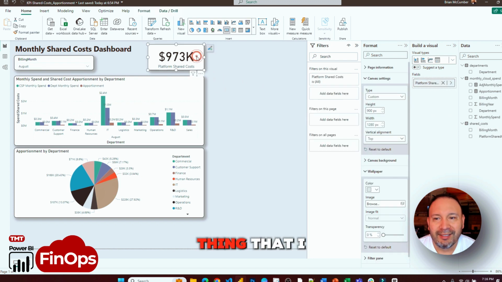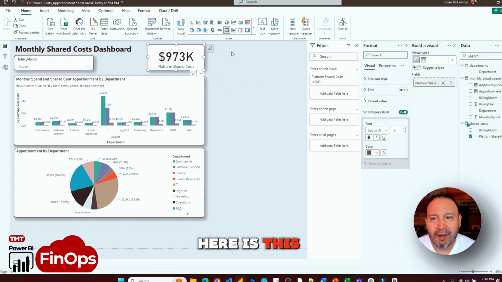Now, the other thing that I put together here is this card. It's this card view, basically to show the total platform cost for that month. And we can see here that the platform shared costs is what's being dragged in, so that we know what the shared cost is for that month.